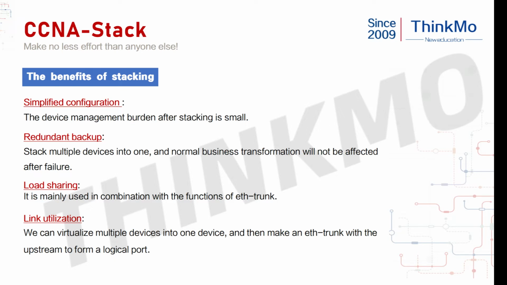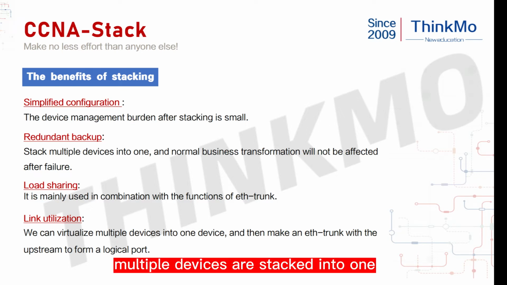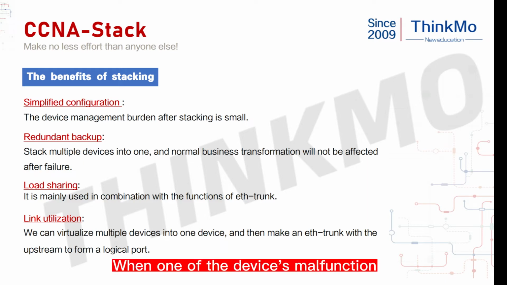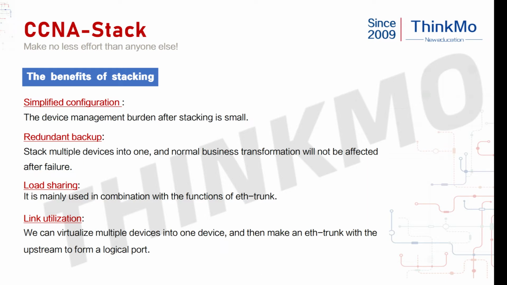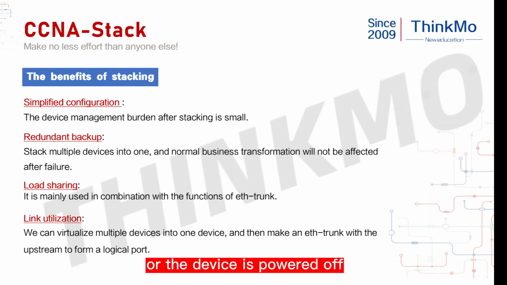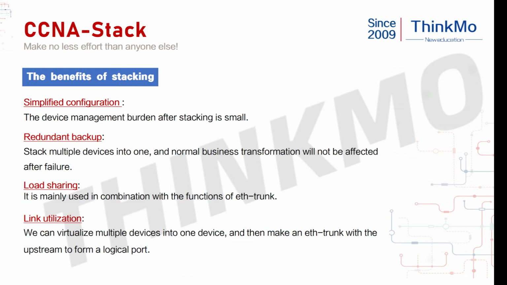For example, multiple devices are stacked into one. When one of the devices malfunctions, for example, the line is interrupted or the device is powered off, this does not affect the normal business transformation.